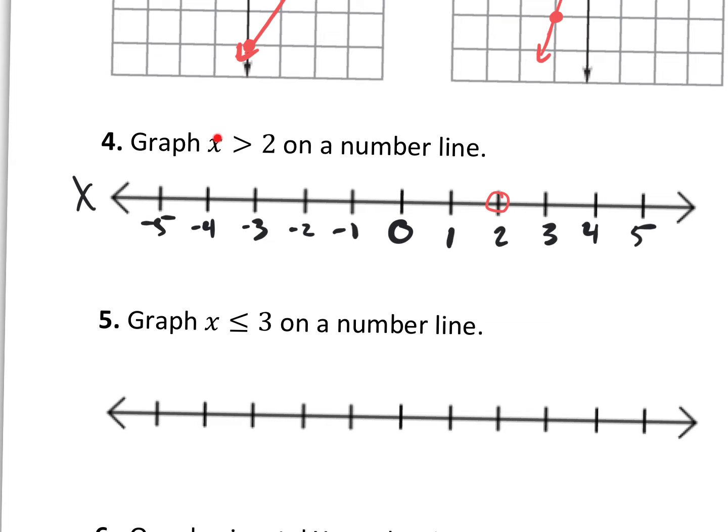And what does it say? It says x is greater than 2, and I hope we remember that greater than is to the right. Less than is to the left, greater than is to the right. I hope you guys remember that from previous lessons.